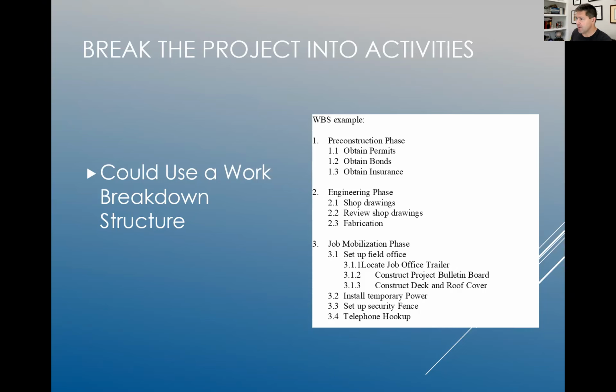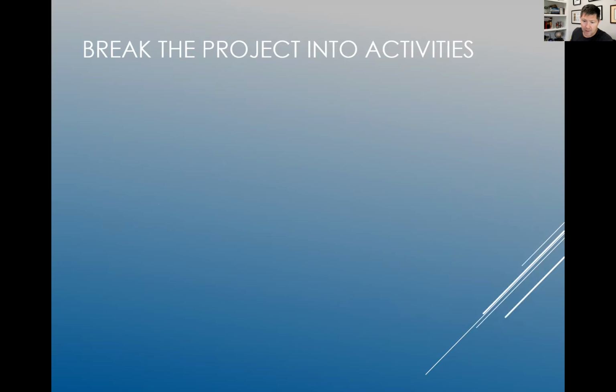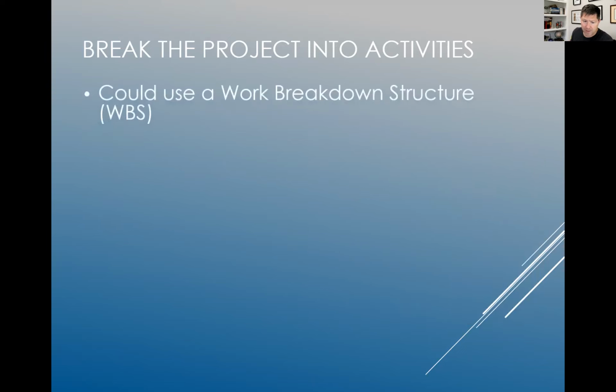We break it down. We have pre-construction phase, we have engineering phase, job mobilization phase. You can break this down even further by individual trades. Front end, back end is a very common way to break down construction. That would be stakeout to close-in inspection to settlement, or to use and occupancy. Break the project into activities, you could use a work breakdown.